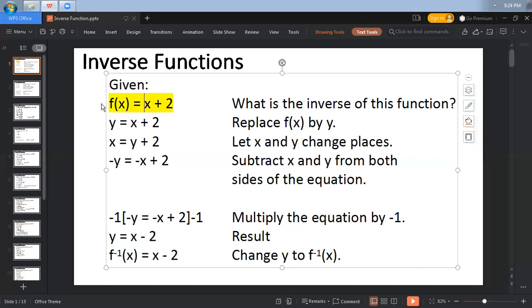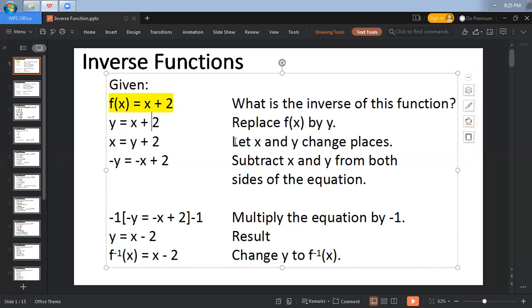Now, ito yung given natin. So the question is, what is the inverse of this function? Or solve for the inverse of this function. So diretso tayo sa mga steps. Simulan natin. First step is replace f of x by y. So palitan lang natin tong f of x ng y.